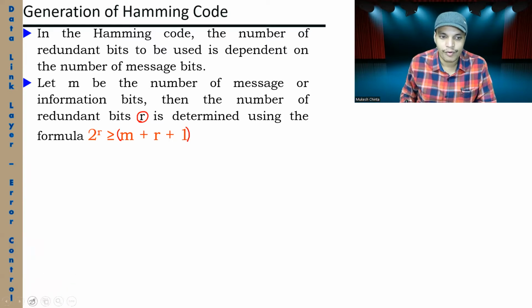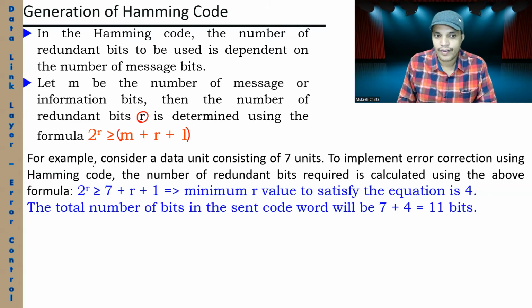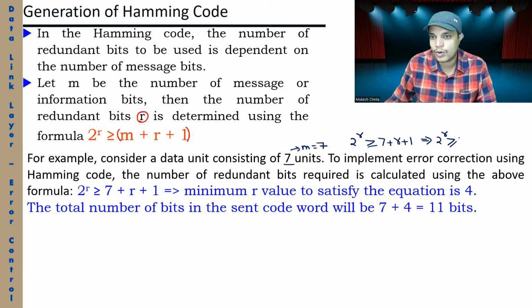Now, as I told you, if you want to understand this better, it is always easy to take a numerical example. For example, consider a data unit consisting of 7 bits, which I'm saying that m is equal to 7. To implement error correction using the Hamming code, the number of redundant bits required is calculated using the above formula. So I have to substitute here 2 power r greater than or equal to 7 plus r plus 1, which gives me an equation 2 power r greater than or equal to 8 plus r. Now you start from 1.